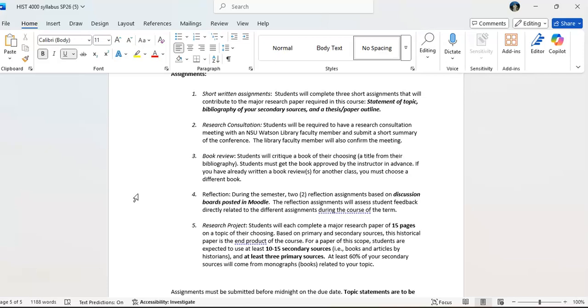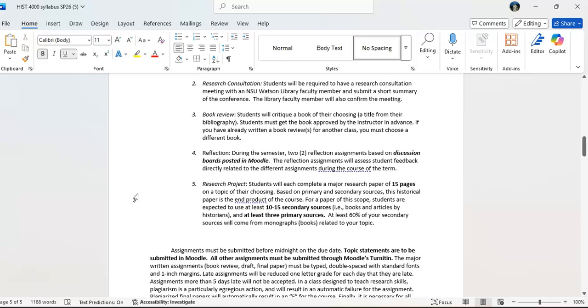Of course, the other part is the research project. It's a 12 to 15-page paper, plus your bibliography. So the body of the paper needs to be 12 to 15 pages based on primary and secondary sources. Students are expected to use 10 to 15 secondary sources, and we'll discuss the difference. I hope you know them, but if you don't, that's okay.